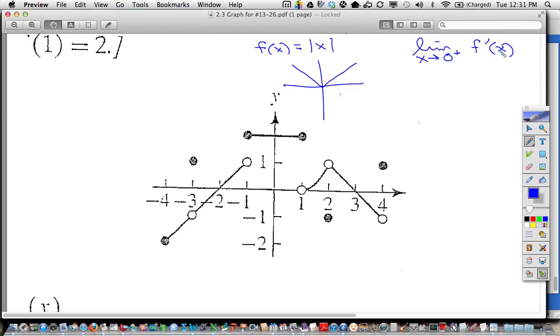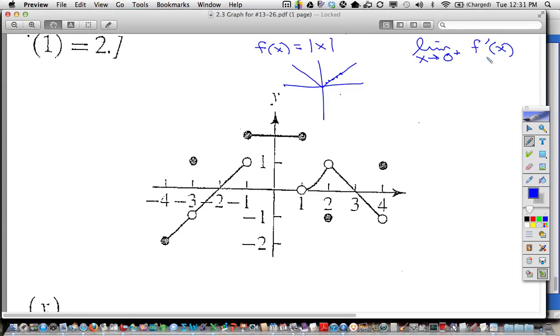The slopes of f, right? So what this is saying is, what are the slopes when this graph approaches 0 from the right? Well, from the right, what's the slope right there? Right? 1, 1, 1. So as you approach 0 from the right, the slopes are not only approaching 1, they are 1. And so the answer there is 1.